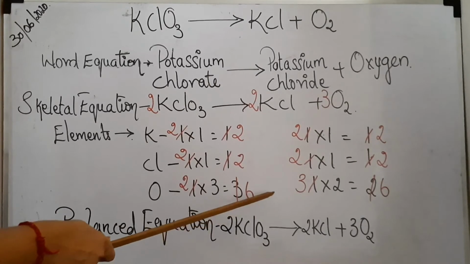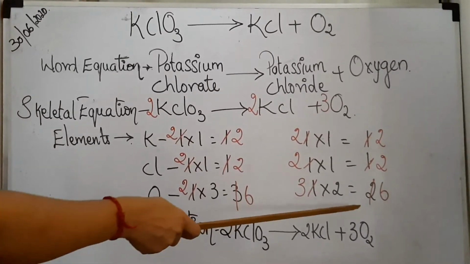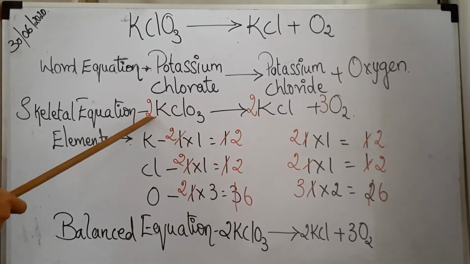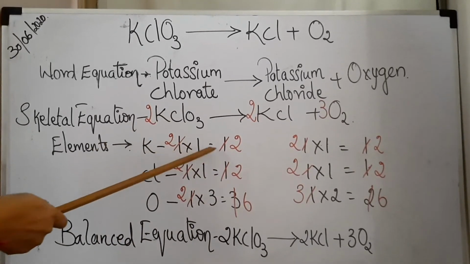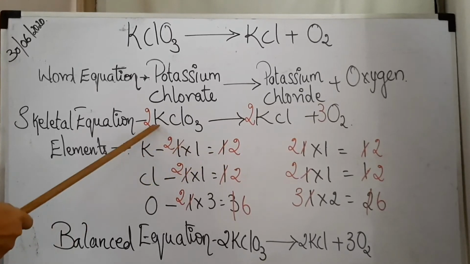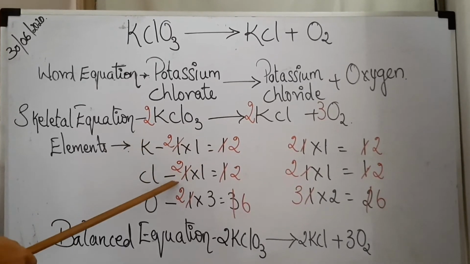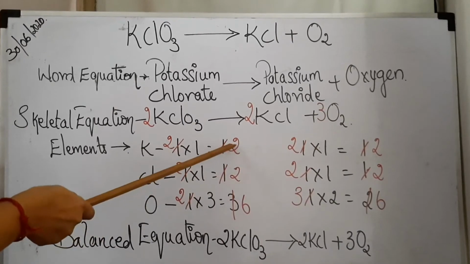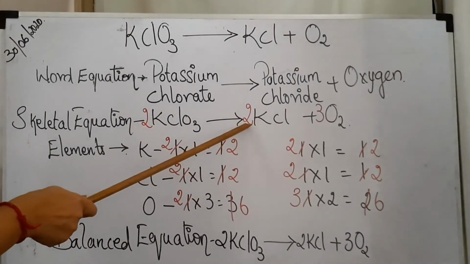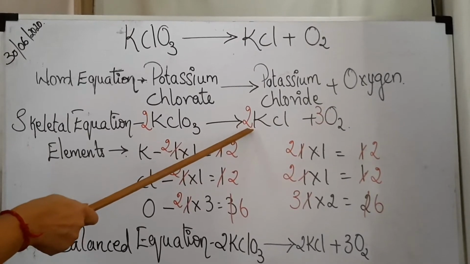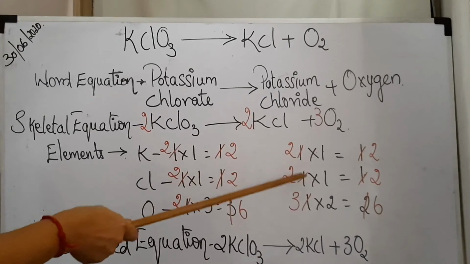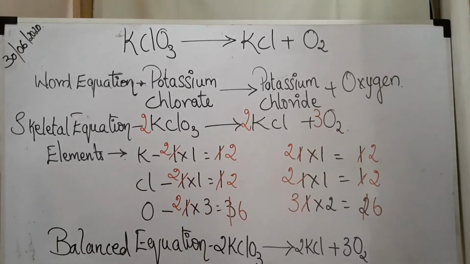So we stopped here. We made this oxygen as 6. Now when we put 2 here, potassium has also got changed. Now we write 2 into 1 is equal to 2. Chlorine also has got changed. 2 into 1 is equal to 2. Now to balance this here, it is very easy because we just need to add 2 here. That's all. Both potassium and chlorine will get this 2 and they will also get balanced.